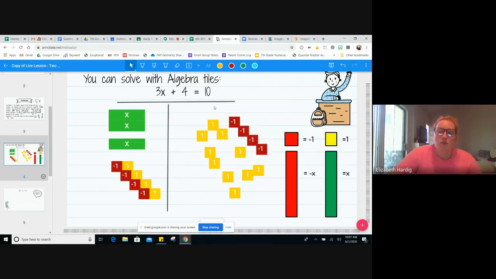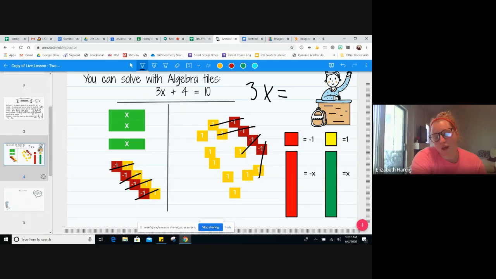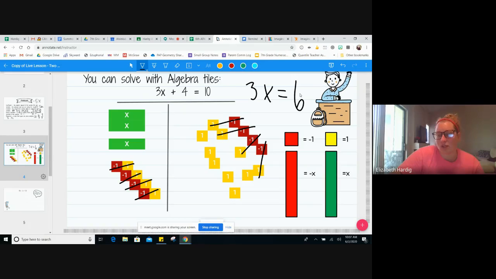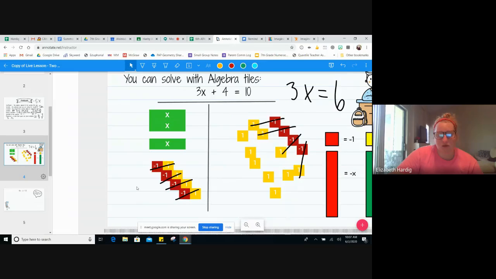All right, very good. So now, this is a 0 pair, that's a 0 pair, this is a 0 pair, and so is this. I've canceled 1 over here, this one, this, and that. So I have now 3x is equal to 1, 2, 3, 4, 5, 6. Does this kind of look like what you did last year? 3x is equal to 6? Kind of. Good. Okay, so I'm going to get rid of these 0 pairs now.